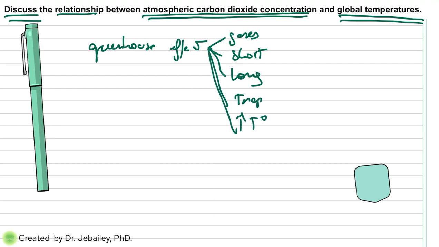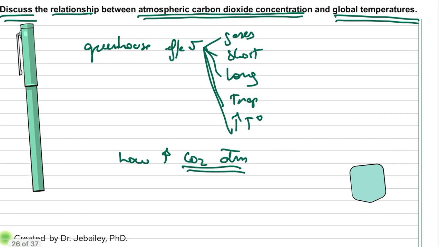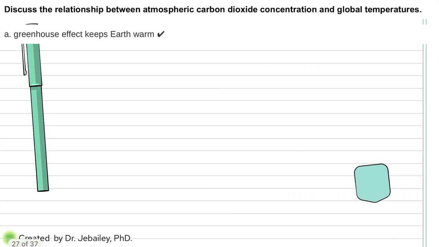After this, you can also talk about how you can increase CO2 in the atmosphere. So this is again the deforestation, the combustions, all the other things that cause the CO2 to be rising, any kind of other human activity that leads to having so much CO2 in the atmosphere. So the greenhouse effect keeps the earth warm.